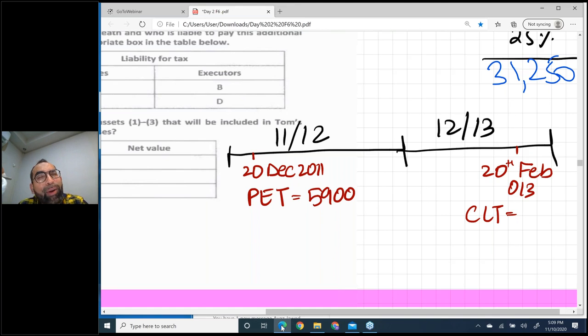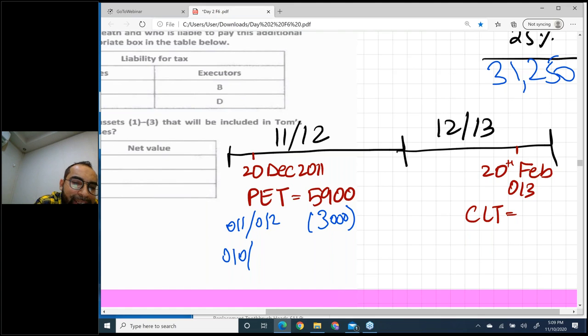But wait, how to use the annual exemption? I told you, you remember? Always use the current year first. So you will use the 11-12 annual exemption first, and then last year's annual exemption. So how much annual exemption do you need from last year? Only 2,900.